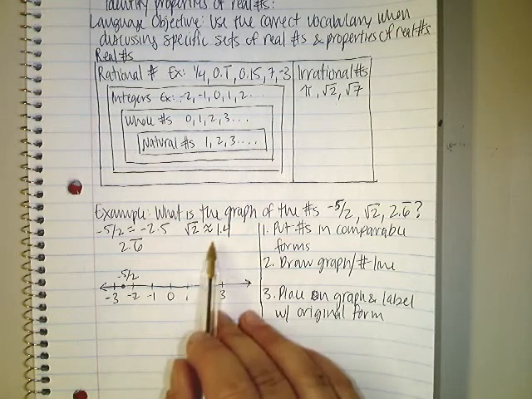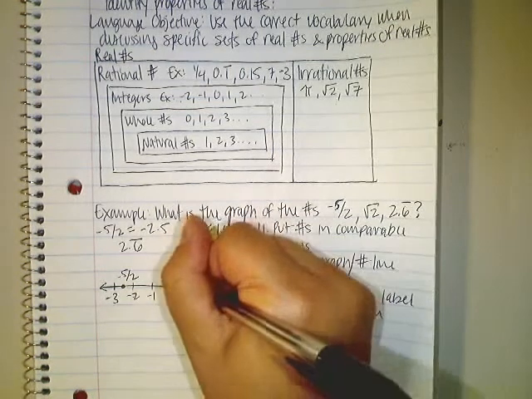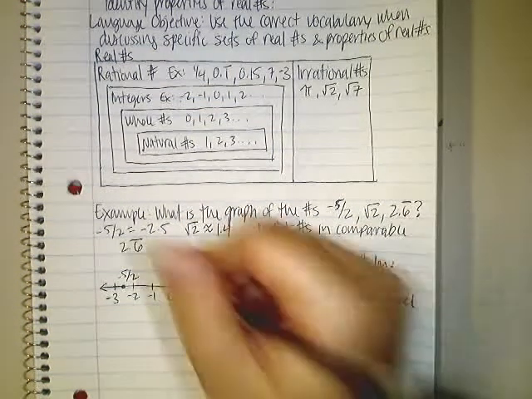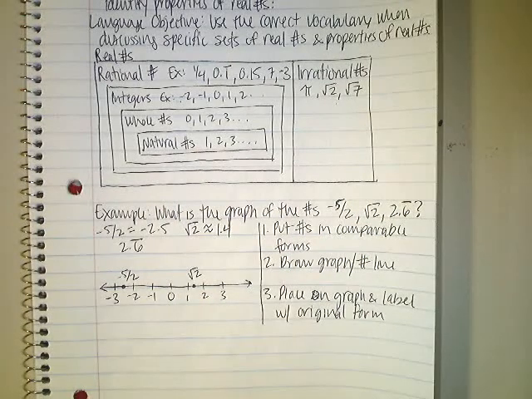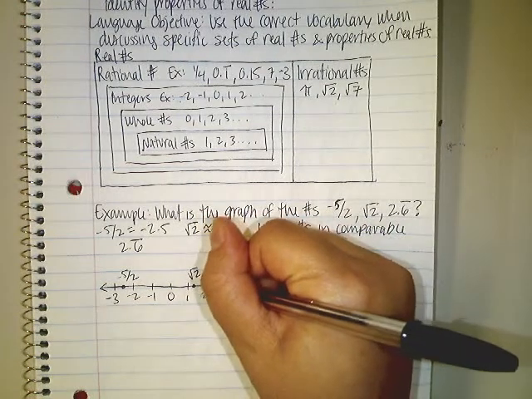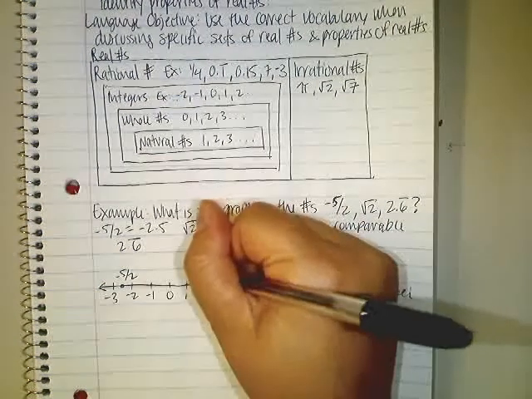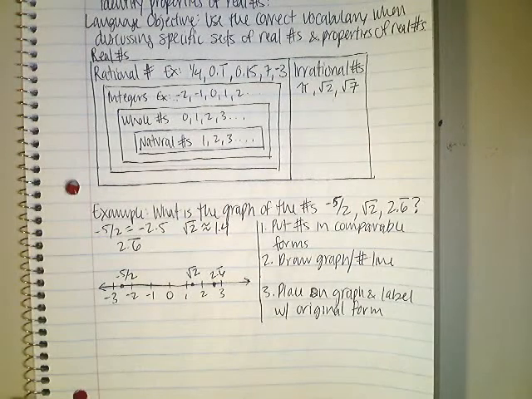Next, I'm going to do the square root of 2, which I know is 1.4, so it's going to be between 1 and 2, but a little bit closer to 1. So we'll say right about there. And I'm going to label that square root of 2, since that was its original form. Last but not least, 2.6 repeating between 2 and 3, a bit closer to 3. So I will label that 2.6 repeating. And I am done that problem.